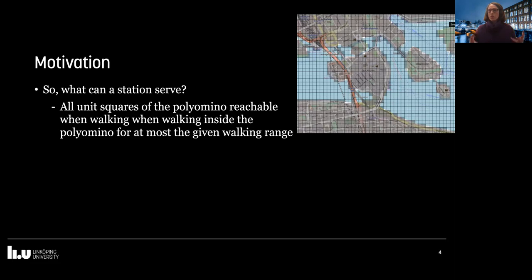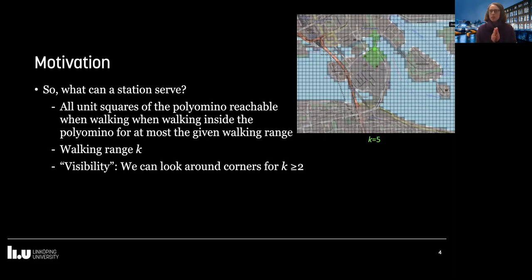So what can a station serve? We know that we have this walking range, so a unit square can serve all the unit squares that are reachable within this walking range. Let's say our walking range K equals 5, then we have this green unit square, and it can serve, as a car sharing station, all the light green unit squares. If we consider that as a visibility, then for K larger or equal to 2, this means that we can look around corners. So this green unit square, if you go across that bridge, can look around the corner onto the land there.